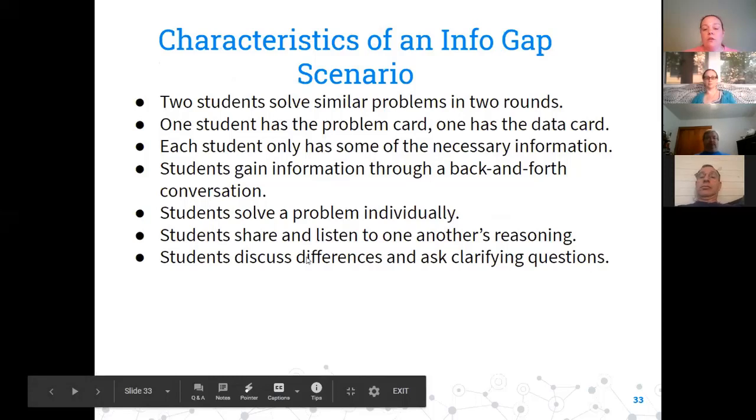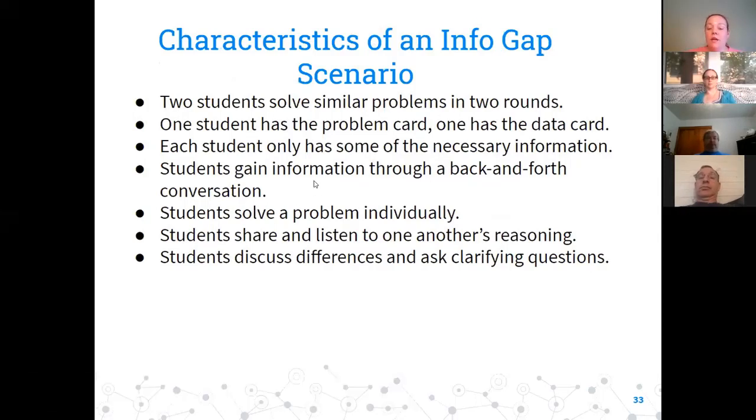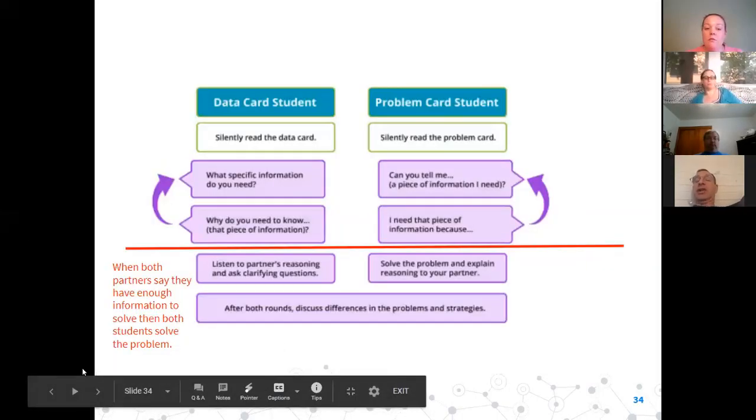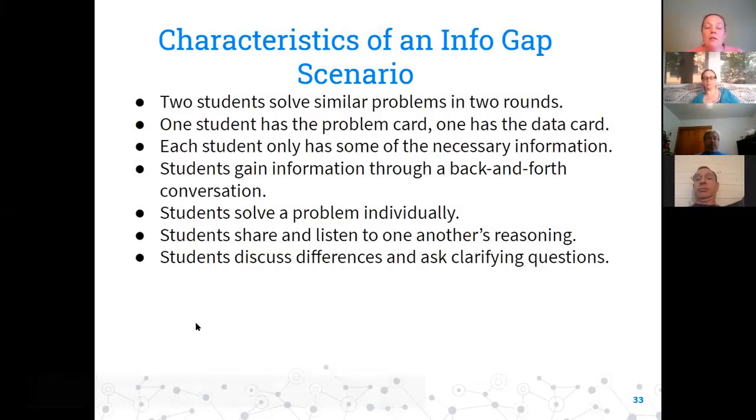So you're going to have two students solving similar problems. One student has a problem card and one has the data card. Each student has some of the necessary information, and they gain information through their back and forth conversation. But they're both going to solve the problem at the same time when they're ready, and then they're going to share and listen to each other's reasoning in response. So they don't actually work together to solve the problem. They will work together to gather the information that they need, then they will each solve it on their own, and then they will share their responses and reasoning after they each solve it on their own first.